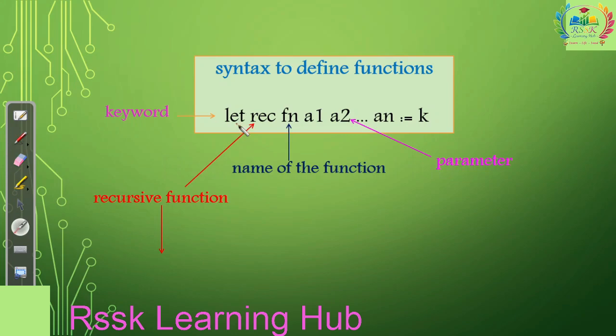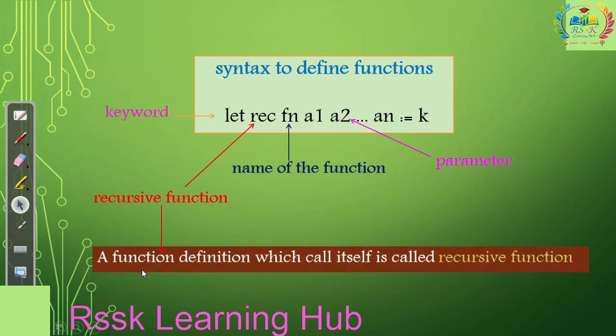Now see the syntax of the function definition for a recursive function. So the let keyword followed by rec, then fn, this is your function name, then a1, a2, etc. up to an, these are the parameters, then equal to, and this is the expression part. So keyword, recursive function, then the name of your function, the parameters you are using, and finally the expression part. This is the syntax for writing your recursive function.